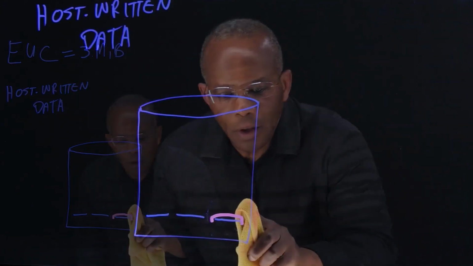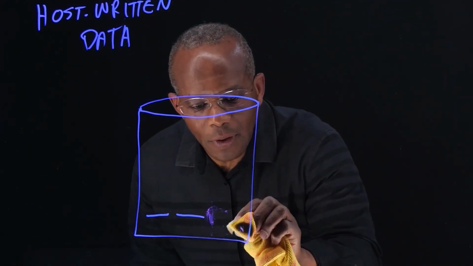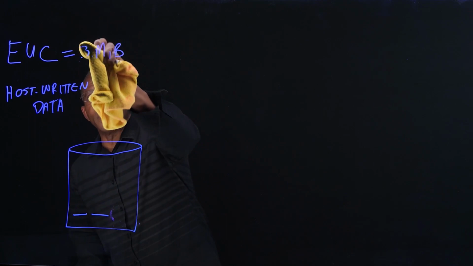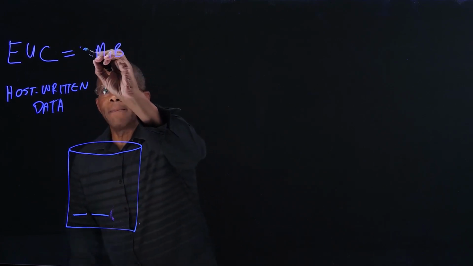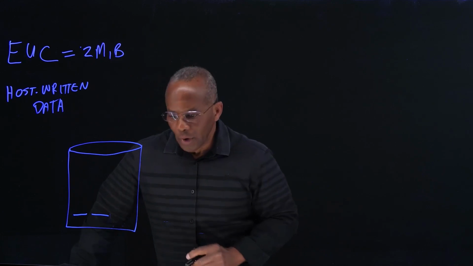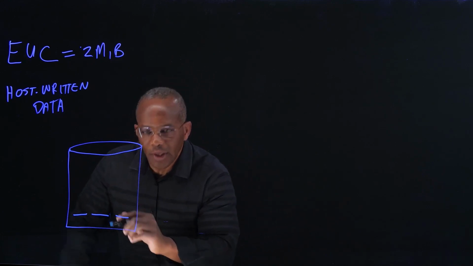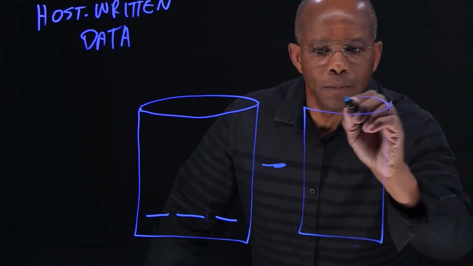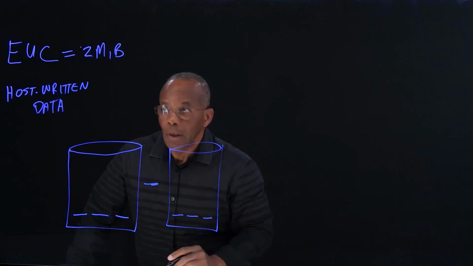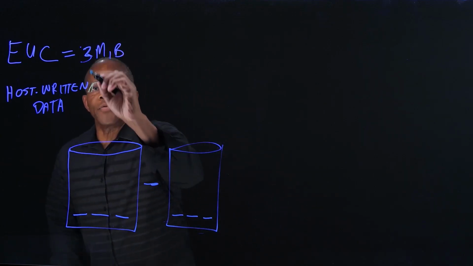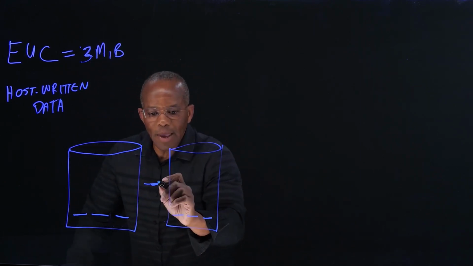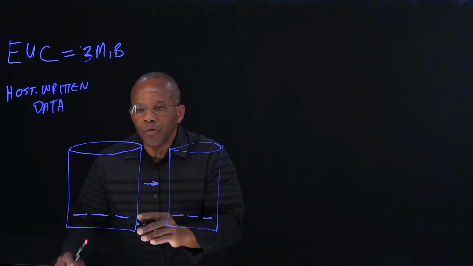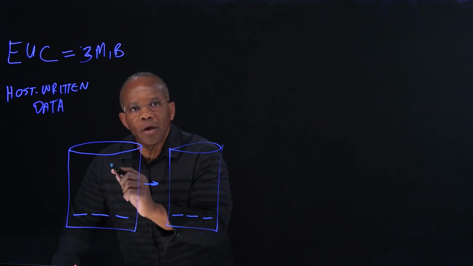But what if the host unmaps and deletes one of the extents? Well, now our EUC has decreased to 2 MiB. So now what if we cloned this volume, right? So I'm going to go back to the original volume with 3 extents, and I'm going to clone this volume. Our EUC actually goes back to 3, to match the original volume, and it remains at 3.